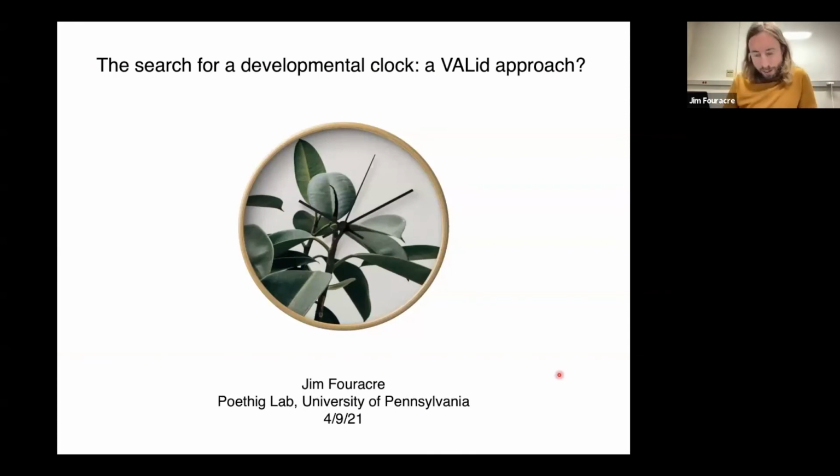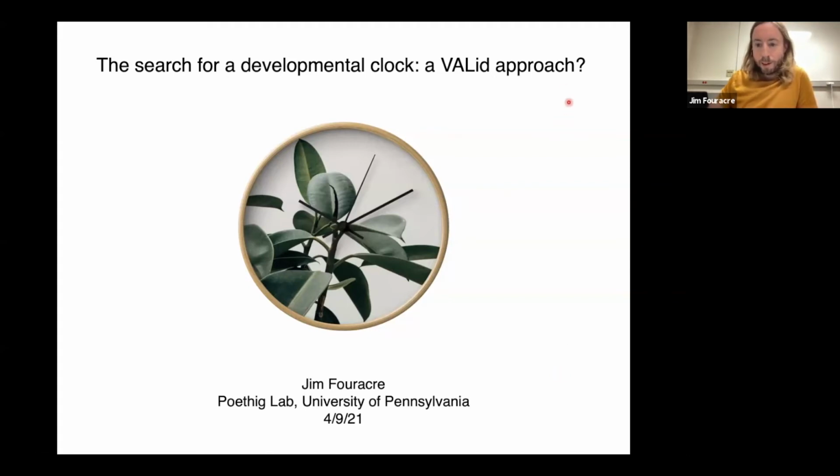Cool. And now I'll introduce Jim Fouracre, who will tell us about phase change and development. So the longer term temporal regulation in plant development. Yeah, thanks, Margaret. So there you go. Margaret only invites speakers who like moss and running. I think that's a clear theme.